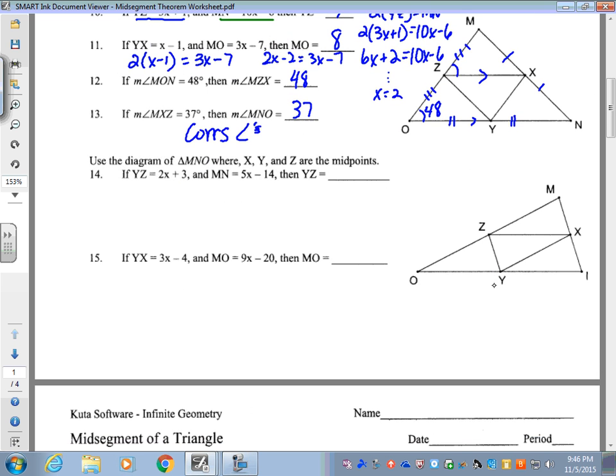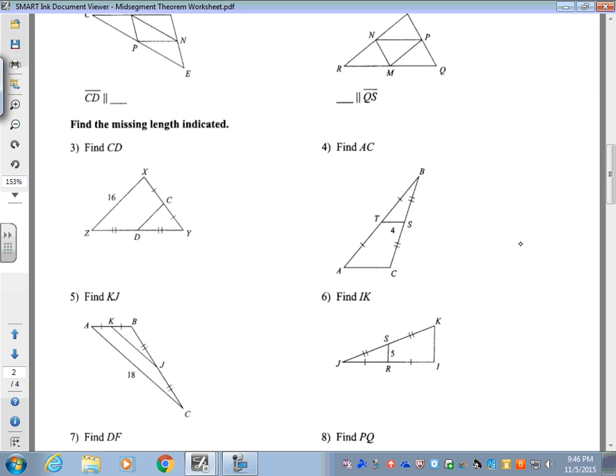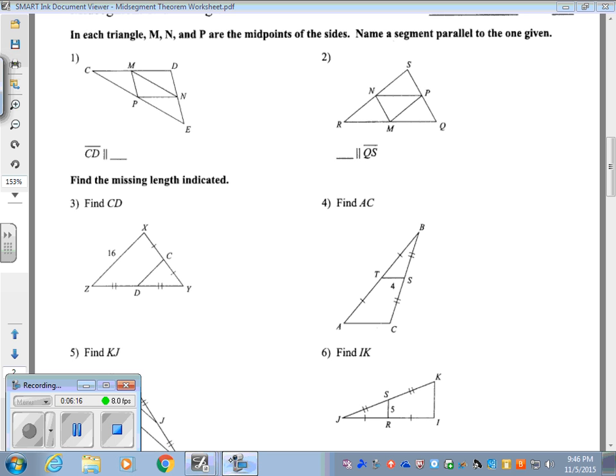All right, so I want you to take that and complete this worksheet. This will be what we will be checking as a grade. If you have any questions, post them on Remind and I will answer them. Thank you.